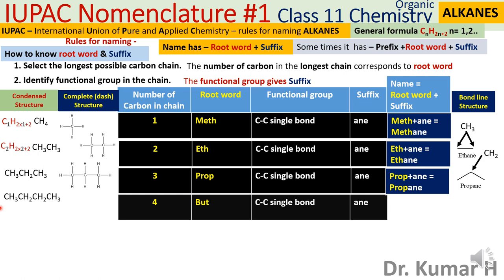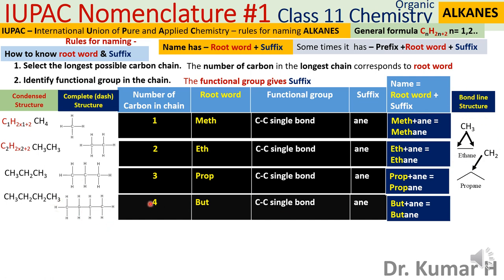Now if the number of carbons is 4, then the structure is C4H10, and this is also a condensed structure. For the complete structure, connect all the carbons through single bonds, and since each carbon has four bonds, allot the hydrogen atoms. This chain contains 1, 2, 3, 4, four carbons on the longest chain. If there are four carbons, the root word is but. The nature of bond between the carbon atoms is a single bond, the functional group is a single bond. For that, the suffix is ane. Thus, the name of this compound is but plus ane. Butane is the IUPAC name of this compound.